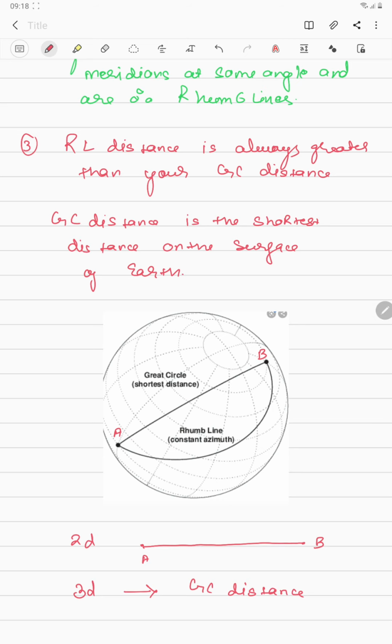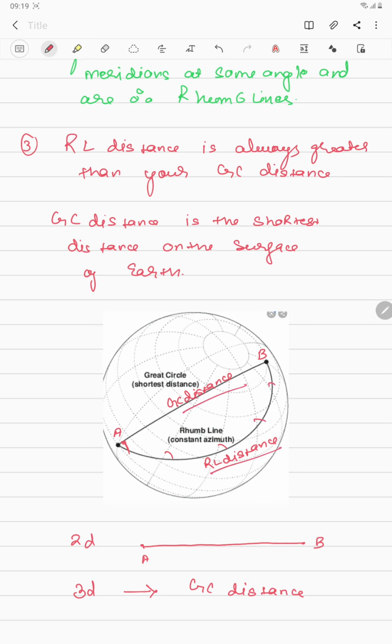As you can see, this is your GC distance, this is your great circle distance. It is just practically a straight line drawn between the two points. But the rhumb line distance, as you can see, is a curved line on the surface of earth which is cutting all the meridians at the same angle. So it will be greater.